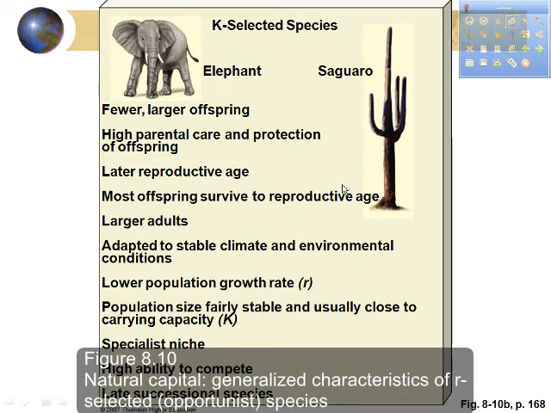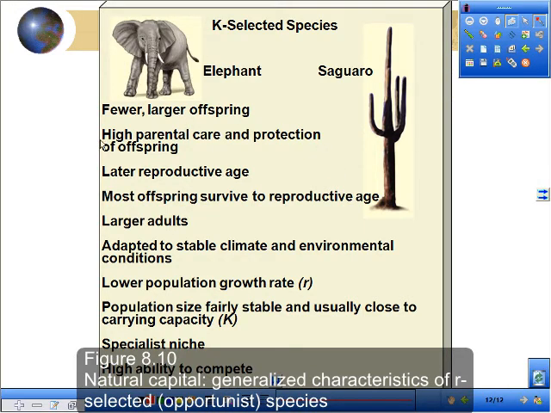A K-selected species is one like us. So these are the vertebrates. These are the long-term, long lifespan, fewer offspring. We put a lot of time into care into each offspring. So we'll only have small amounts, relatively somewhere between 1 and maybe 20 offspring, but of those, like 97%, 98%, 99% will all reach adulthood. Okay, so there's a much higher survival rate.